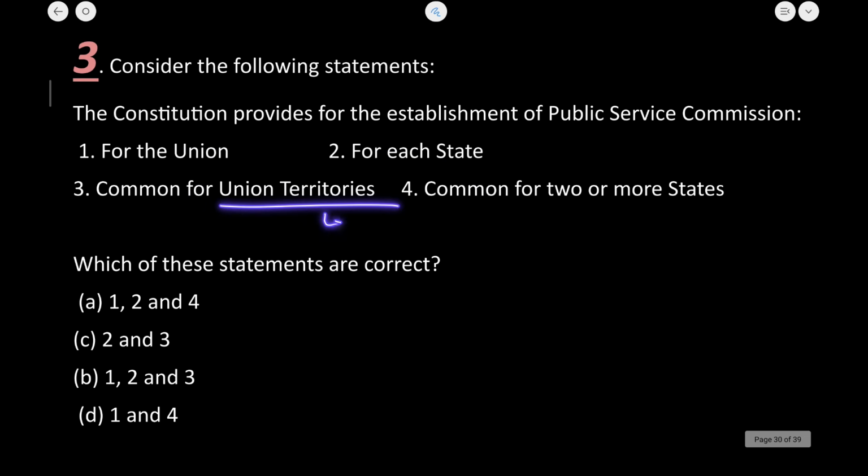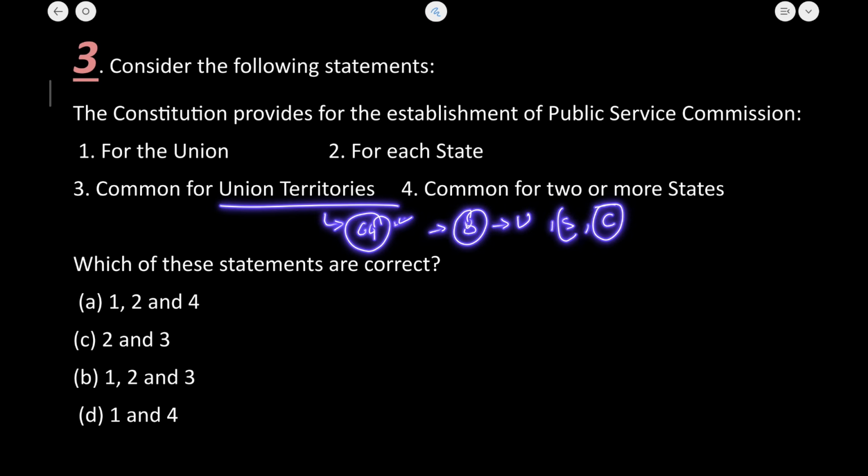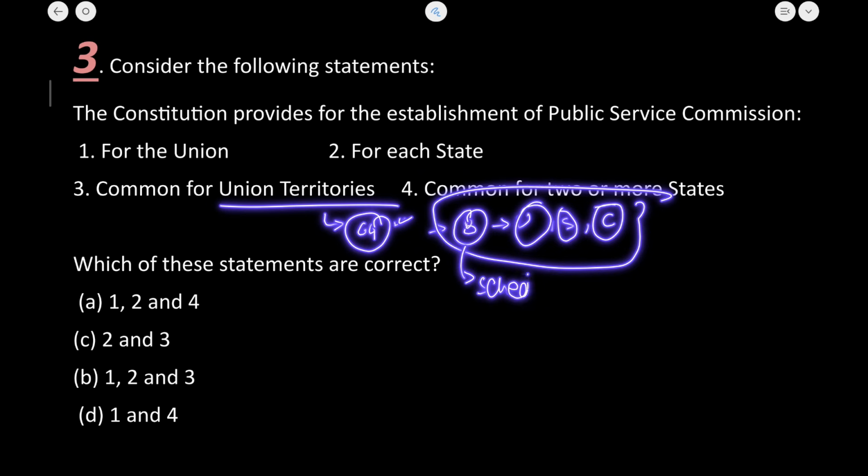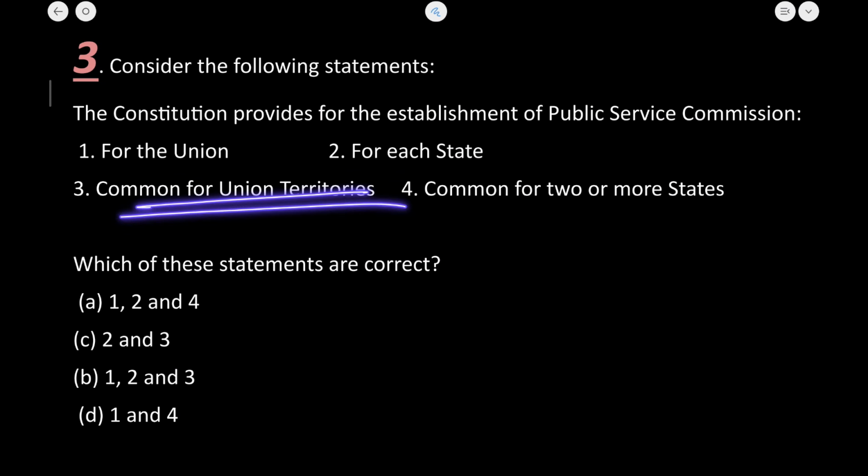Why? Because the central government has power to make laws regarding all 3 subjects, that means union list, state list or concurrent list. All these subjects which are mentioned under Schedule 7, the powers and responsibility regarding this is with the central government. So no need is there for a separate public service commission. That is why our A option is correct.